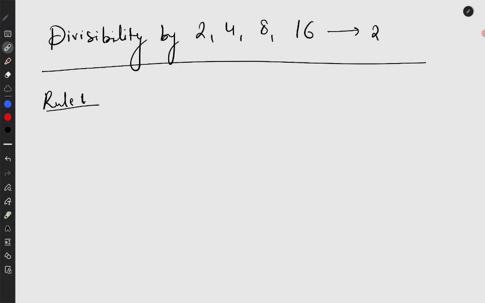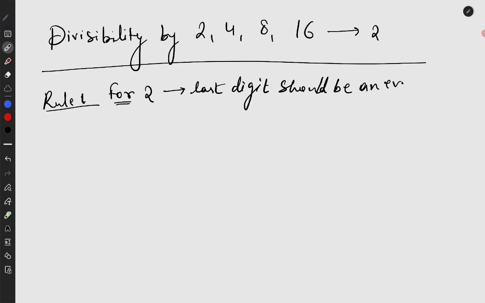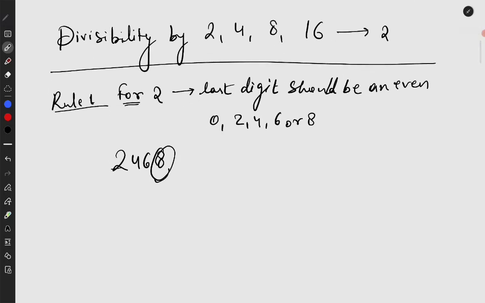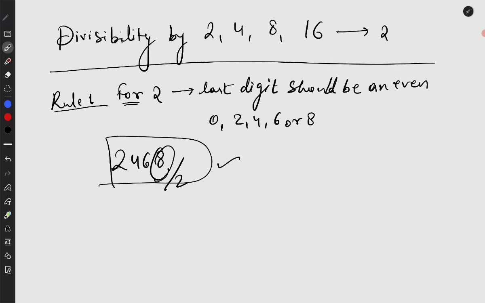Rule 1 is for 2. For 2, all I need is that the last digit should be an even number, like 0, 2, 4, 6 or 8. That's all you need to check whether a number is divisible by 2 or not. For example, 2, 4, 6, 8. Can we divide 8 by 2? If 8 is divisible by 2, then the entire number will also be divisible by 2.